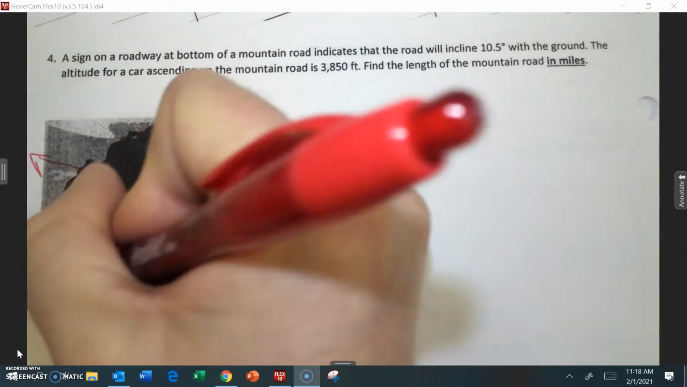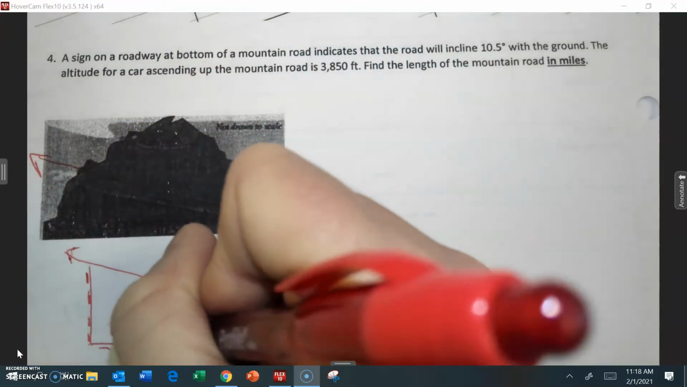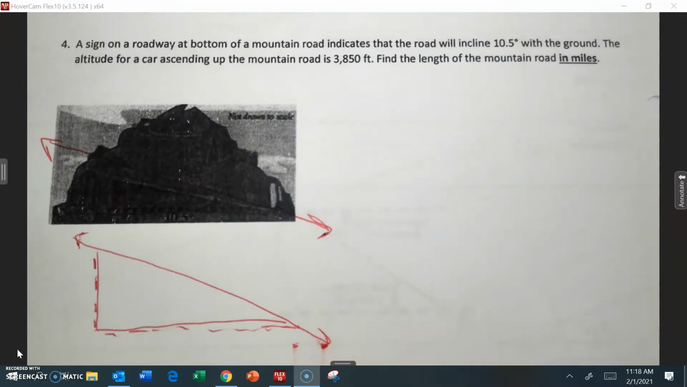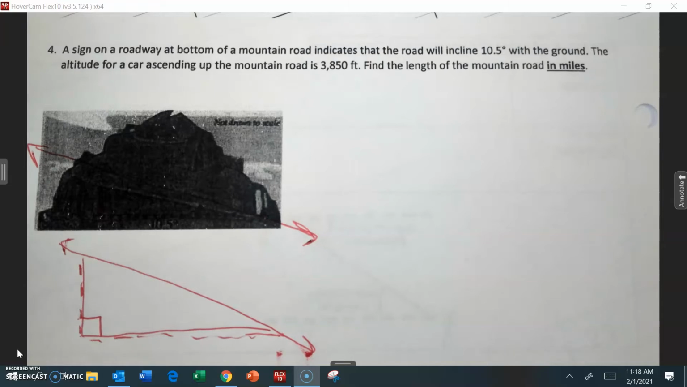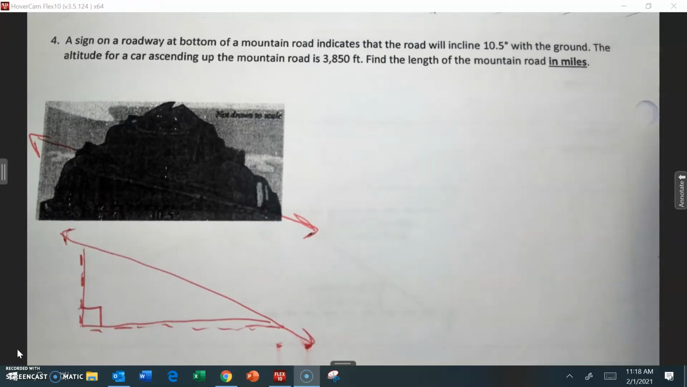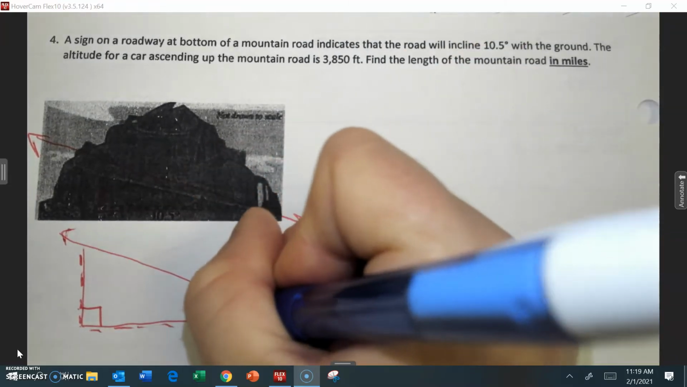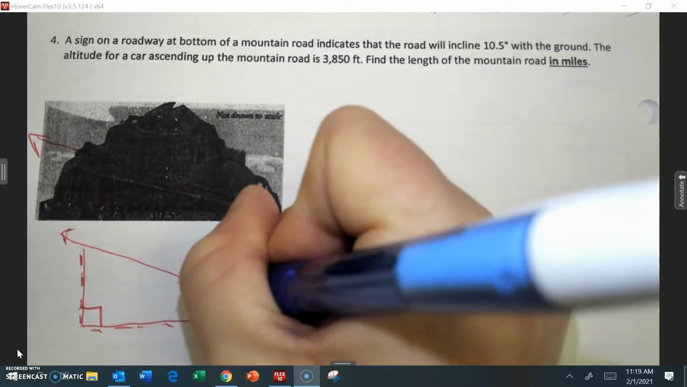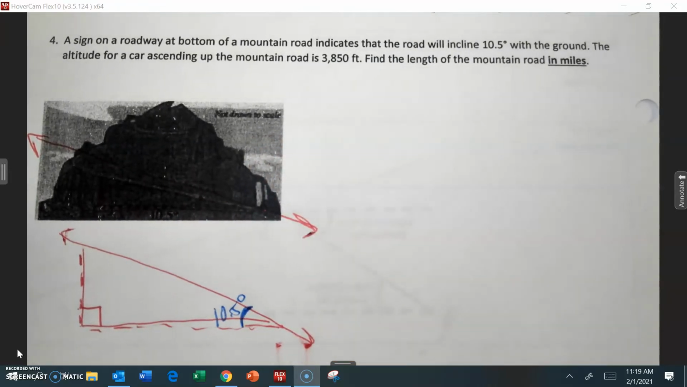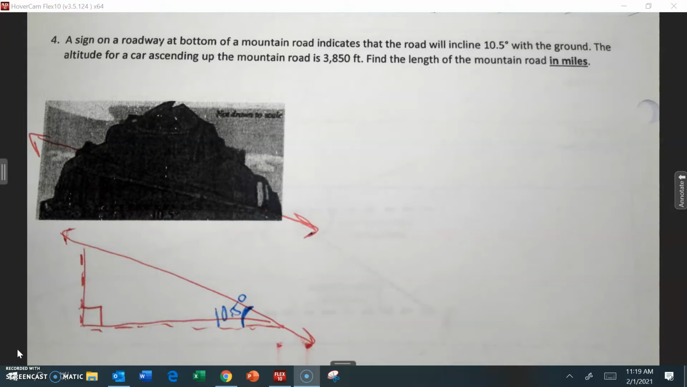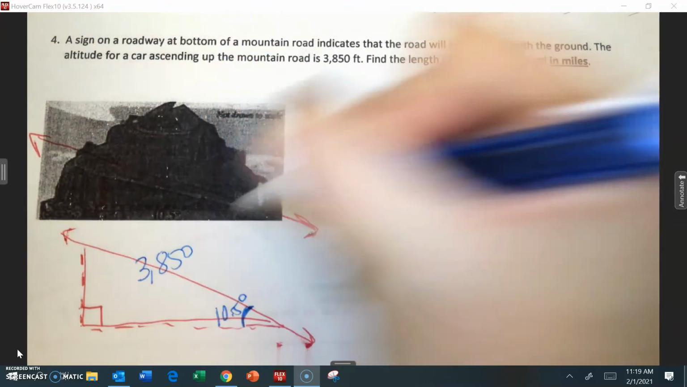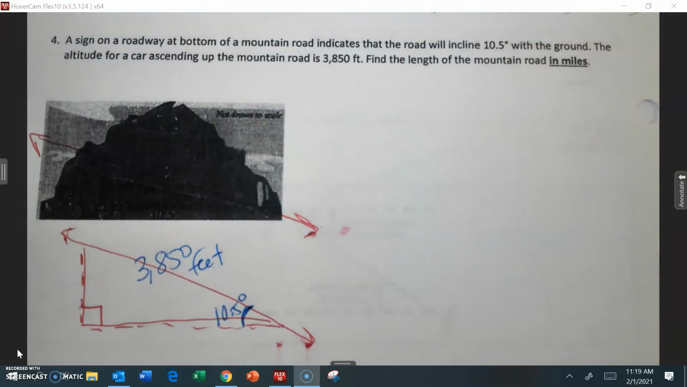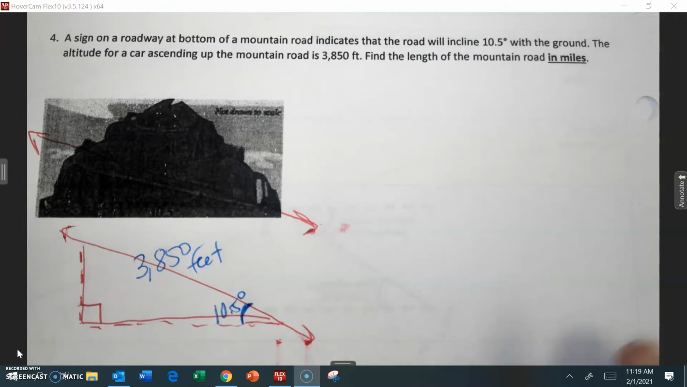That's our road. So I'm going to draw this out here so you can kind of see. So if that's our road, I tried to draw in the diagram that you have these dotted lines, okay? So what happens is we have our right triangle again, and it said that the road inclines 10.5 degrees. So that means right here is 10.5 degrees. And it says the altitude for a car ascending up the mountain, so here's our mountain road, is 3,850 feet. So it says find the length of the mountain road in miles. Oh, I messed that up.